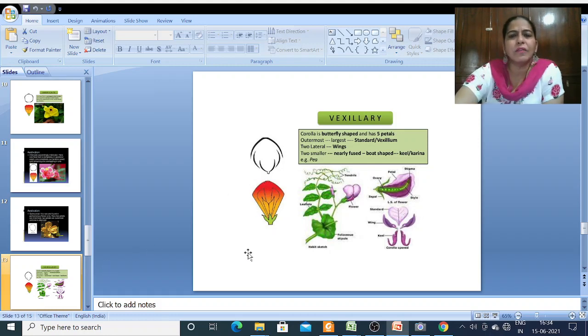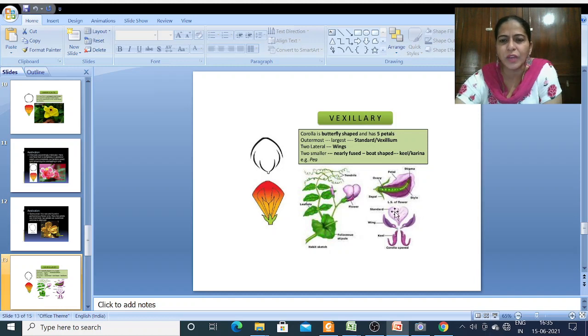Next is vexillary. The corolla is butterfly shaped and has 5 petals. The outermost is the largest, and this is called standard or vexillum. And this overlaps the two lateral ones, which are called wings. And then these overlap the two fused boat shaped petals, which are called keel or carina, and these are smaller. This is an example in pea, and other flowers of Faboideae also have similar estivation.